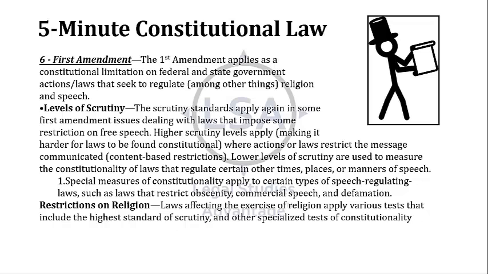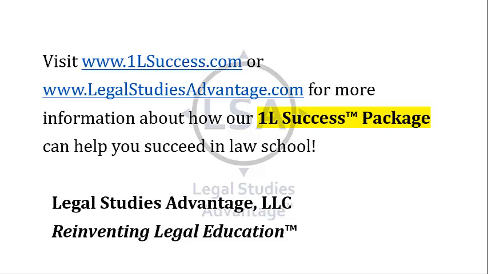On the other hand, lower levels of scrutiny are used to measure the constitutionality of laws that regulate certain other aspects of communication, such as times, places, or manners of speech, instead of actually restricting the content of the message itself. Special measures of constitutionality also apply to certain types of speech regulating laws, such as laws that restrict obscenity, commercial speech, and defamation. Where laws may be affecting the exercise of religion, the application of various tests will come into play that include the highest standard of scrutiny in some cases and other specialized tests for constitutionality in other cases. That concludes our brief overview of constitutional law.